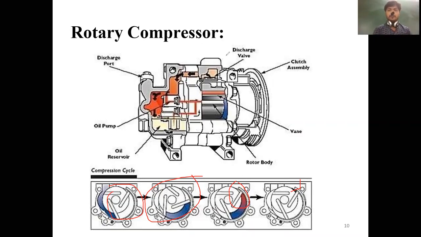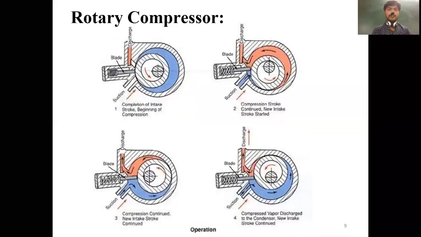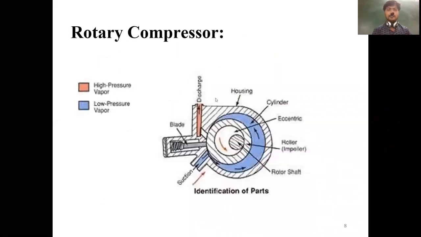Okay, so here is the rotary compressor, with its 4 strokes of operation. This is a cross section view of the rotary compressor. This is the housing, this is the cylinder, and this is the eccentricity, with the help of the spring and blade, and this is the rotor shaft.